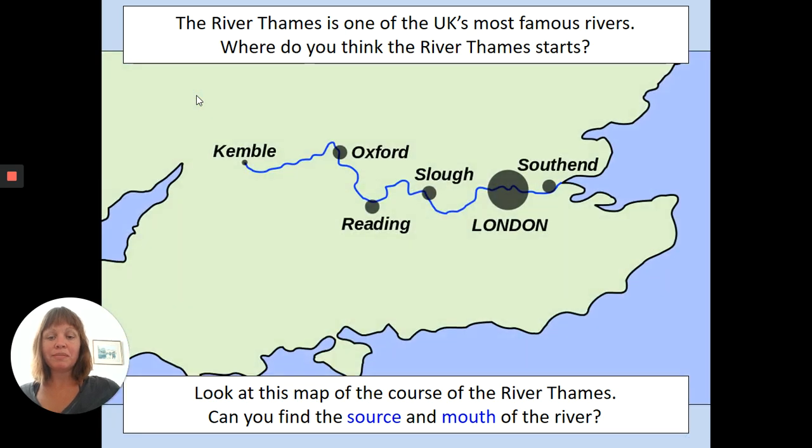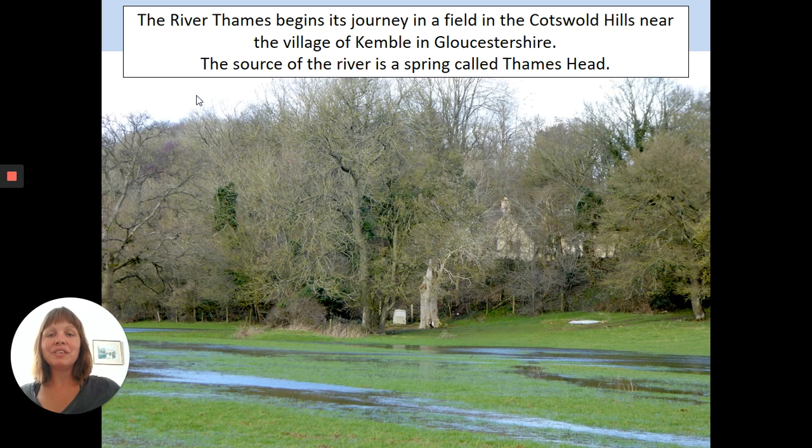Well, if you look at this map on the course of the River Thames, you can see the source and the mouth of the river. And the source is in a place called Kemble. So Kemble is a village in Gloucestershire in the Cotswold Hills. And that's where the River Thames begins its journey.